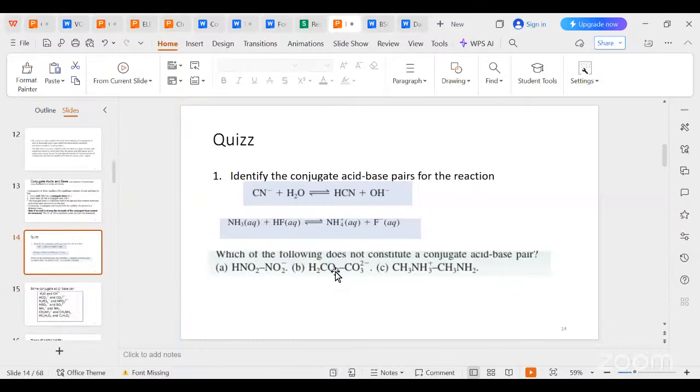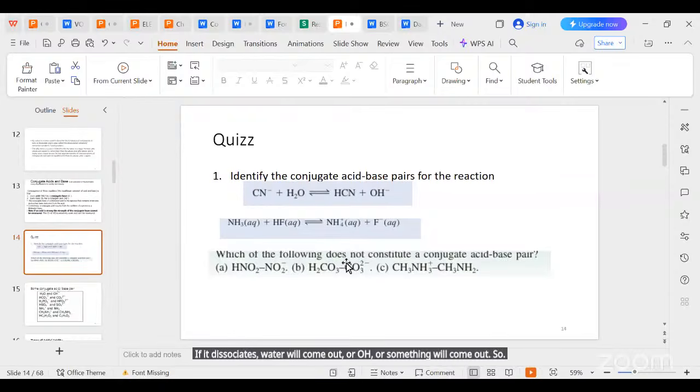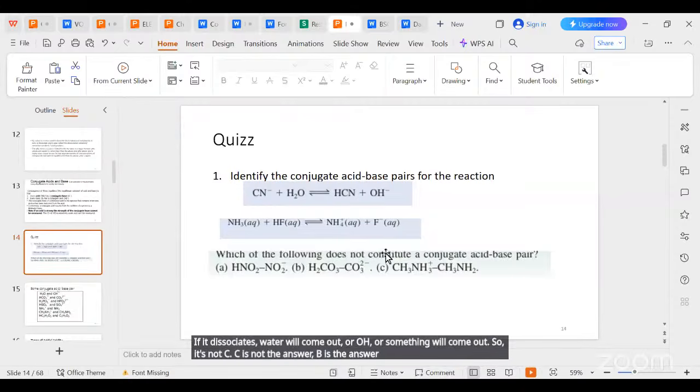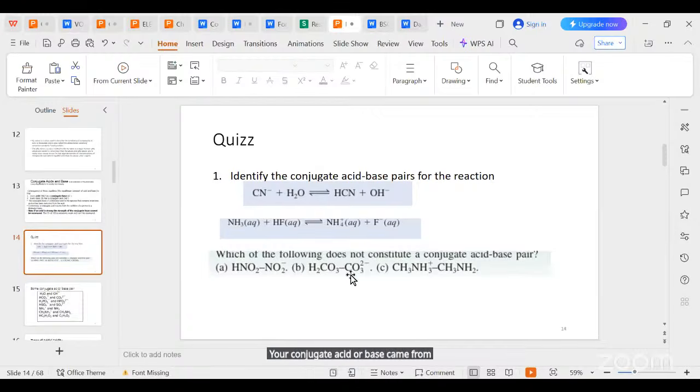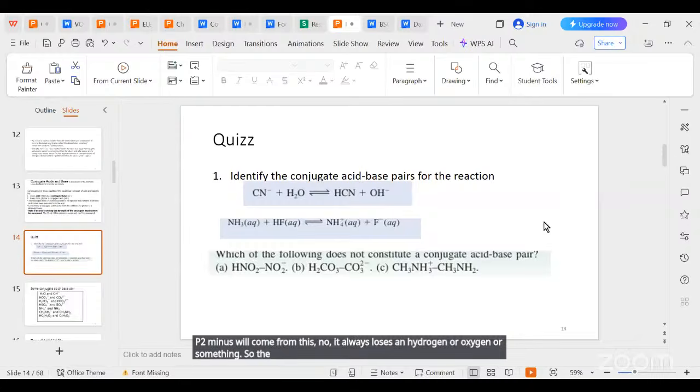So this is B. The answer is B. B is not a conjugate acid-base pair, because CO3 2- could not have come from this. If it dissociates, water will come out, or OH or something will come out. So it's not C. C is not the answer. B is the answer here. Which of these do not form a conjugate acid-base pair? When you said C, I was not too sure, but now there's always a trend. You always see that your conjugate acid or base came from this. There's no way CO3 2- will come from this. It will always lose either a hydrogen or oxygen or something. So the answer is B in this question.